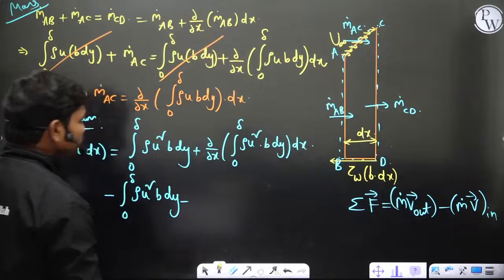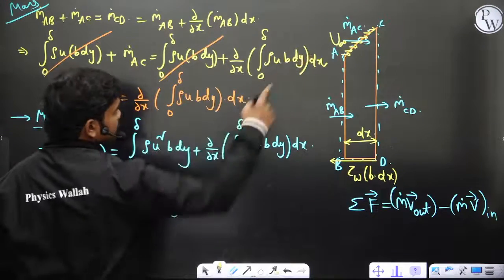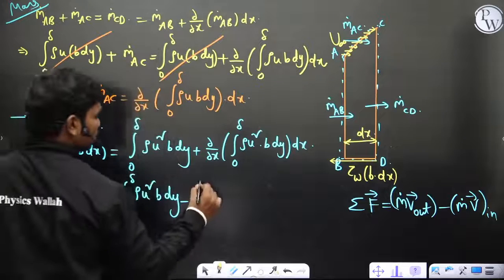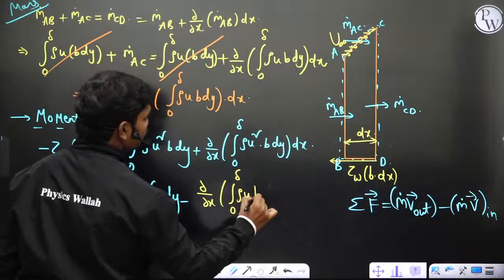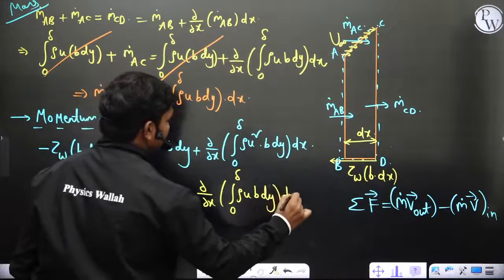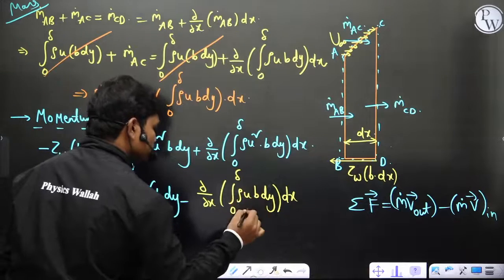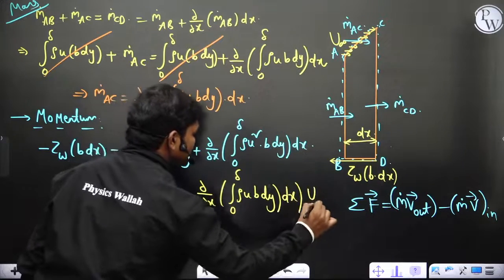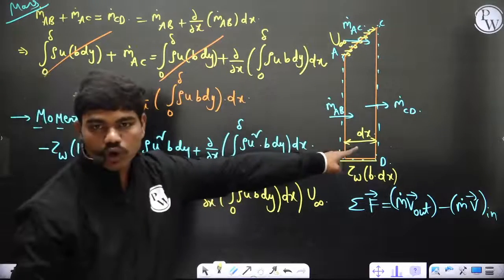So if this is u infinity, the momentum coming through AC is m dot AC, which is dou by dou x of integral 0 to delta rho u b dy dx, and actually we should multiply by u infinity, because this mass will come at a velocity u infinity. You can write this u infinity outside also because it's a constant. Is this equation clear? This is the momentum equation for this control volume.